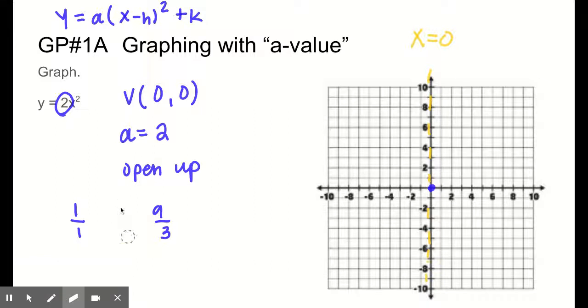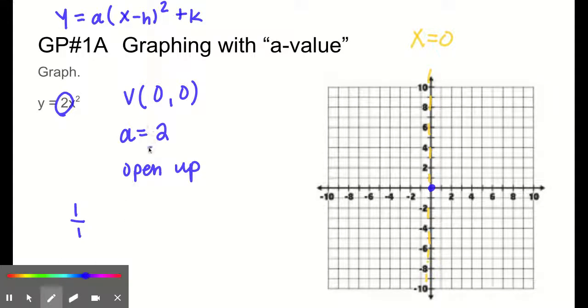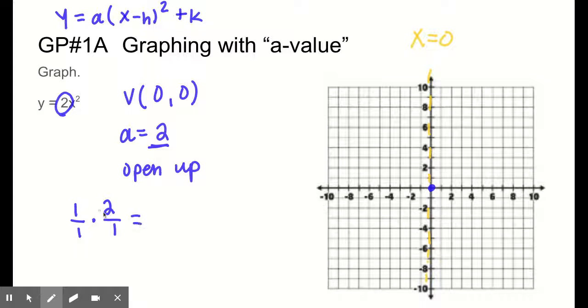So if I start with my 1 over 1, I have to multiply this first by 2 because that is the a value of our function. So if I multiply this by 2, remember that's over an invisible 1. And so when I multiply this out, that now gives me 2 over 1.